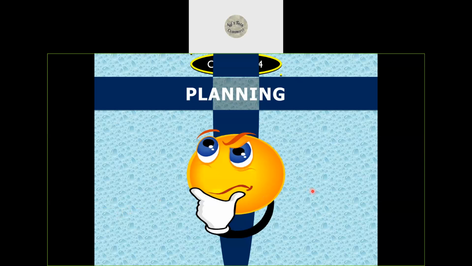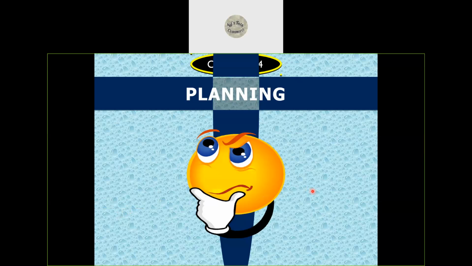Starting with chapter 4 today, planning. In chapter 1, we discussed the meaning of management, and in that chapter only, I told you that management has 5 functions. What are those functions of management? Planning, organizing, staffing, directing, and controlling. Right? So, planning is the first function of management. In this chapter, we will be discussing totally about that function. We will be studying about planning in depth.